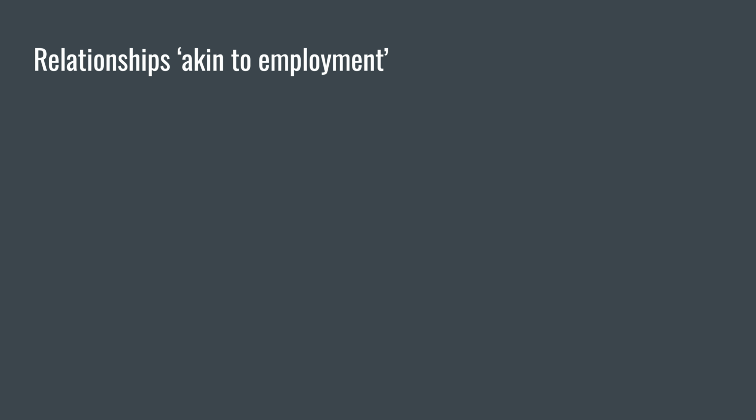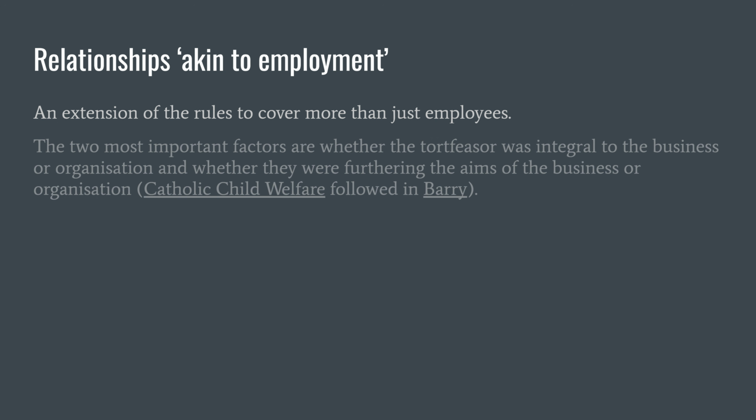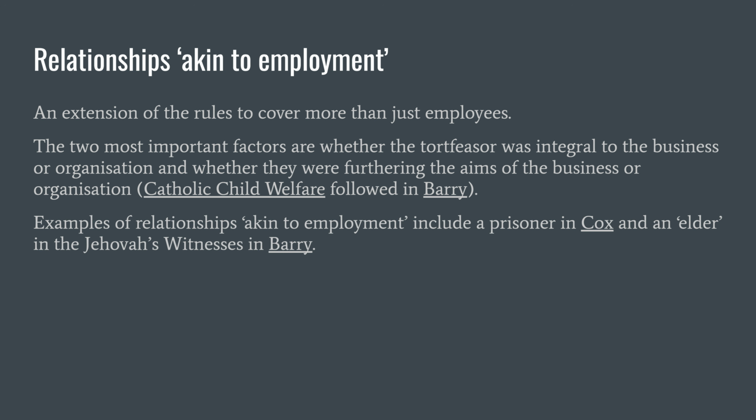So now we'll have a quick look at relationships akin to employment, because the law has extended over the last few years, and this extension carried on in the case of Barry to cover more than just employees. So the 2 most important factors, if you had to apply this in the exam, which is unlikely, is that the tortfeasor was integral to the business and the employee was furthering the aims of the business or organisation. Those originally came from Catholic Child Welfare, but have been now followed in Barry. And examples of a relationship akin to employment have included a prisoner working in a kitchen in a prison in the case of Cox, and an elder in the Jehovah's Witness case of Barry.